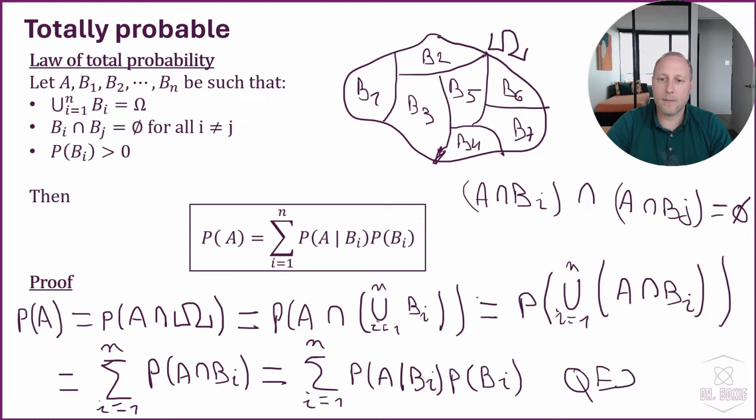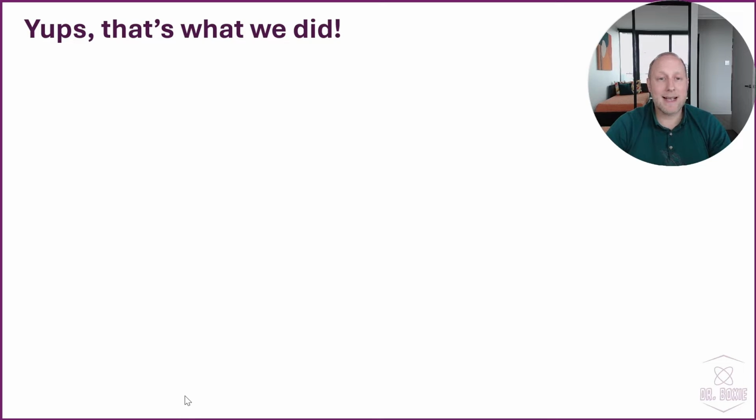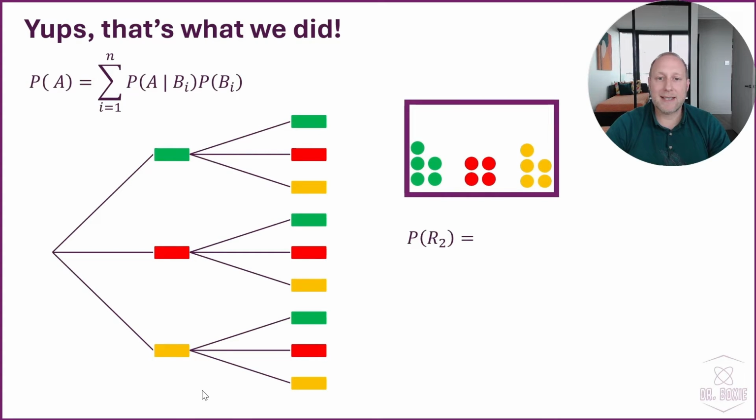So this means it is proven. So this is the statement that we wanted to prove. And notice that that is exactly what we did in the previous example. We looked at picking a ball 2 times out of an urn, and we wanted to know what the probability was of picking a red ball on the second pick, and that is what we call event A, and we partitioned the sample space into those cases in which the first one was green, the first one was red, or the first one was yellow.